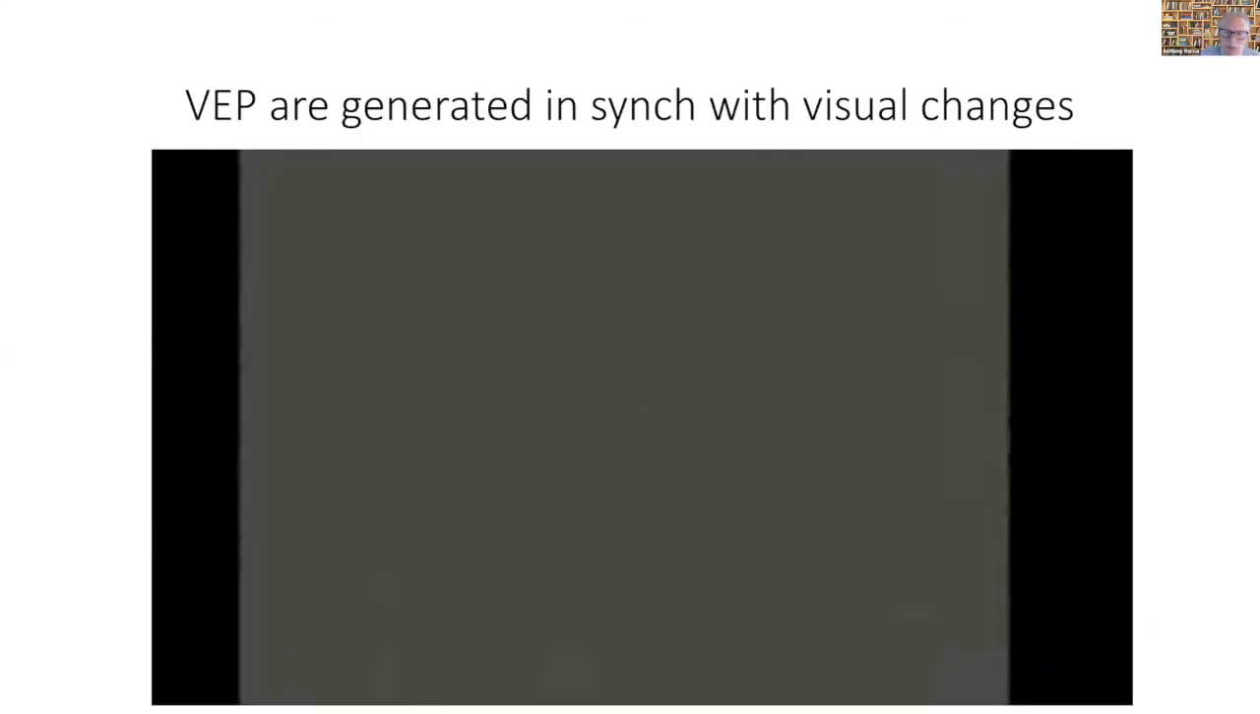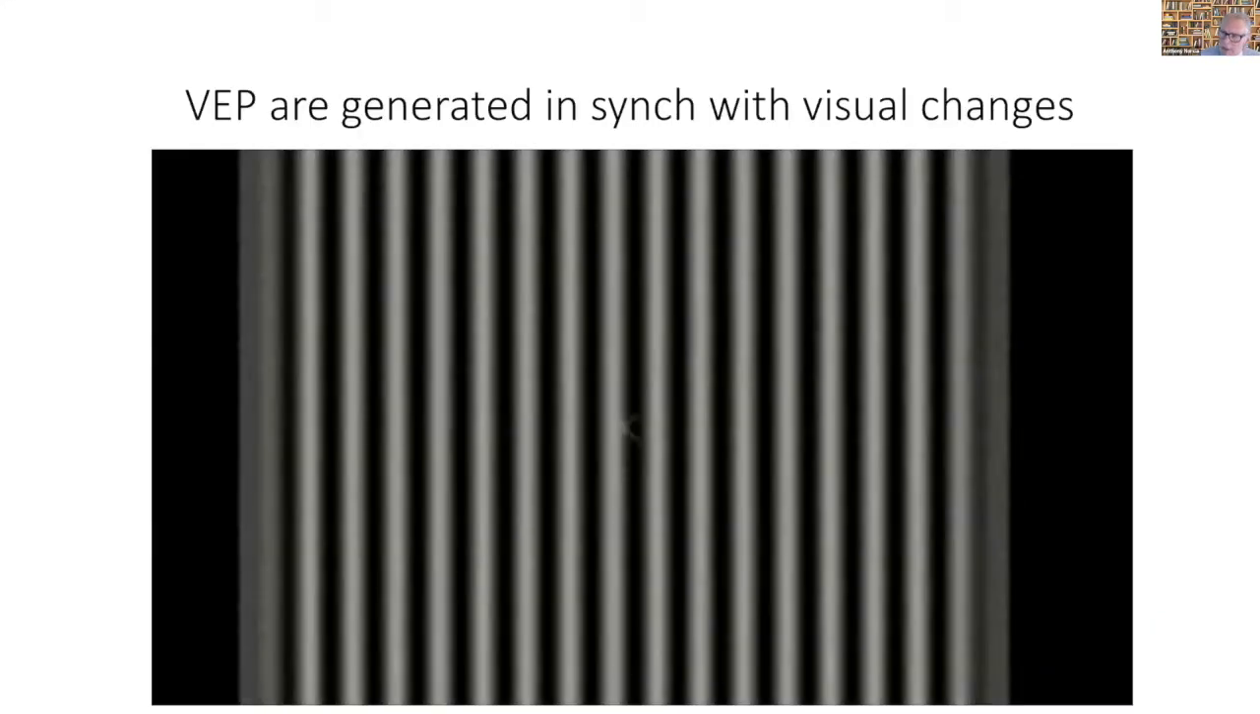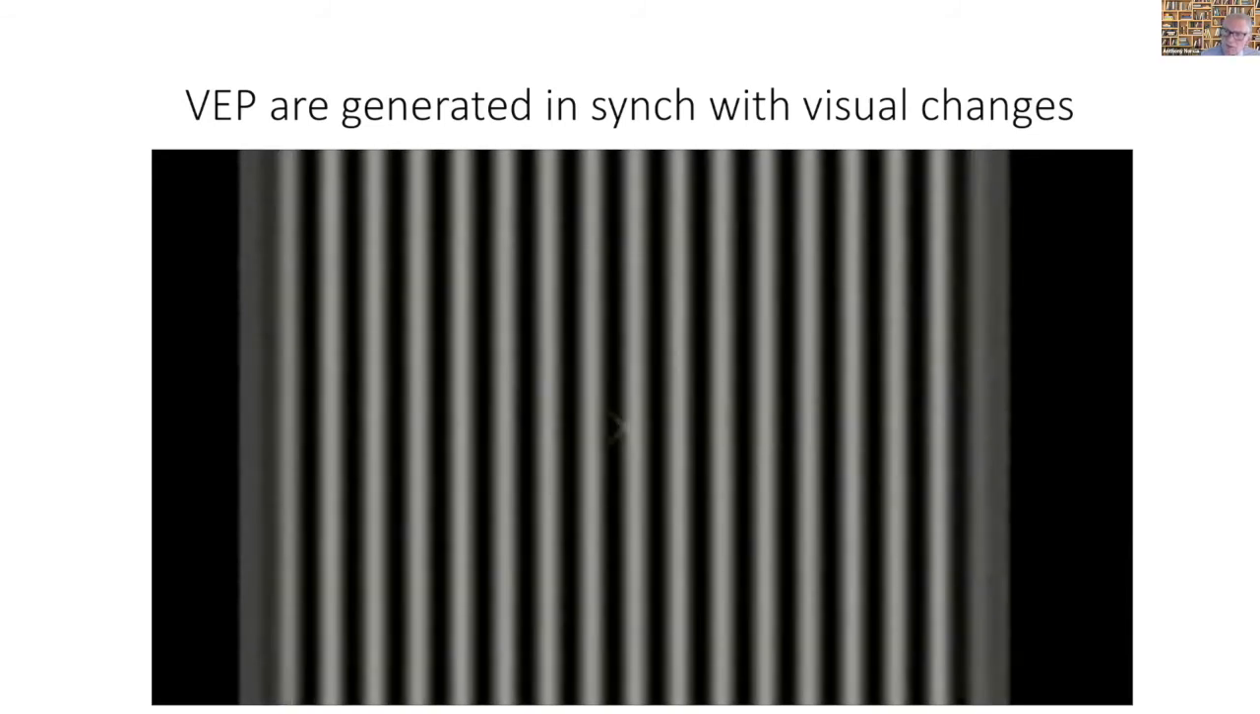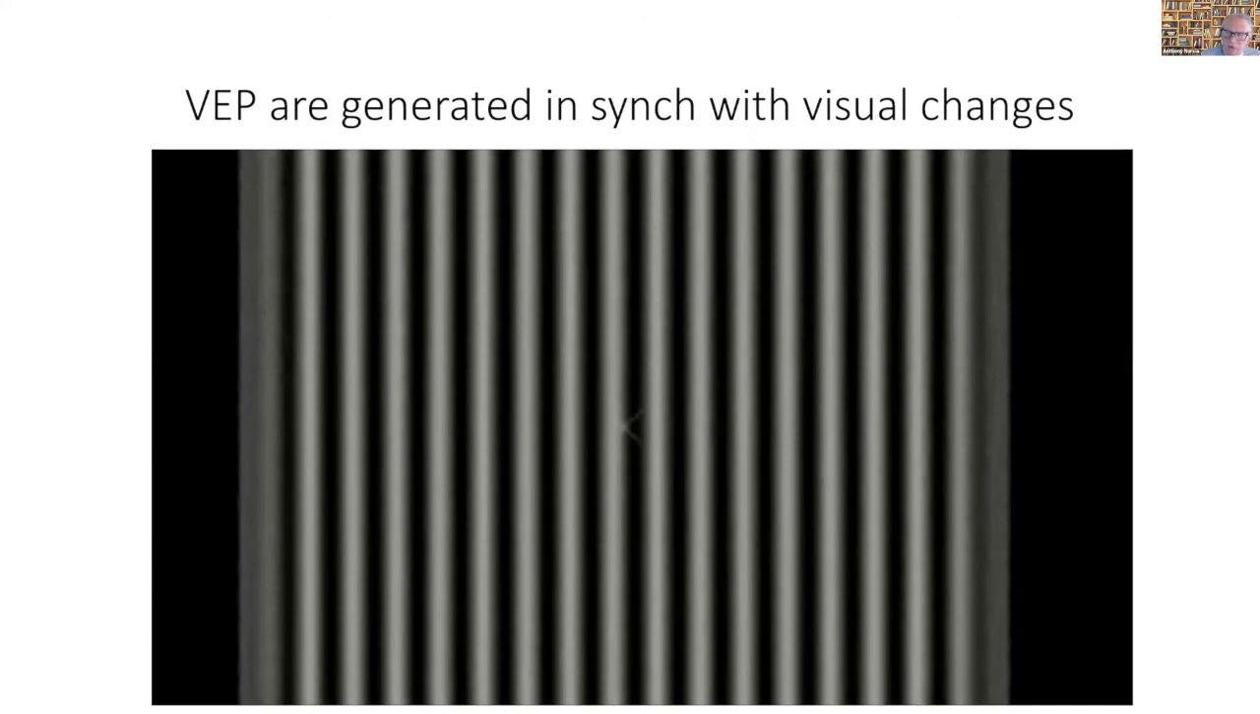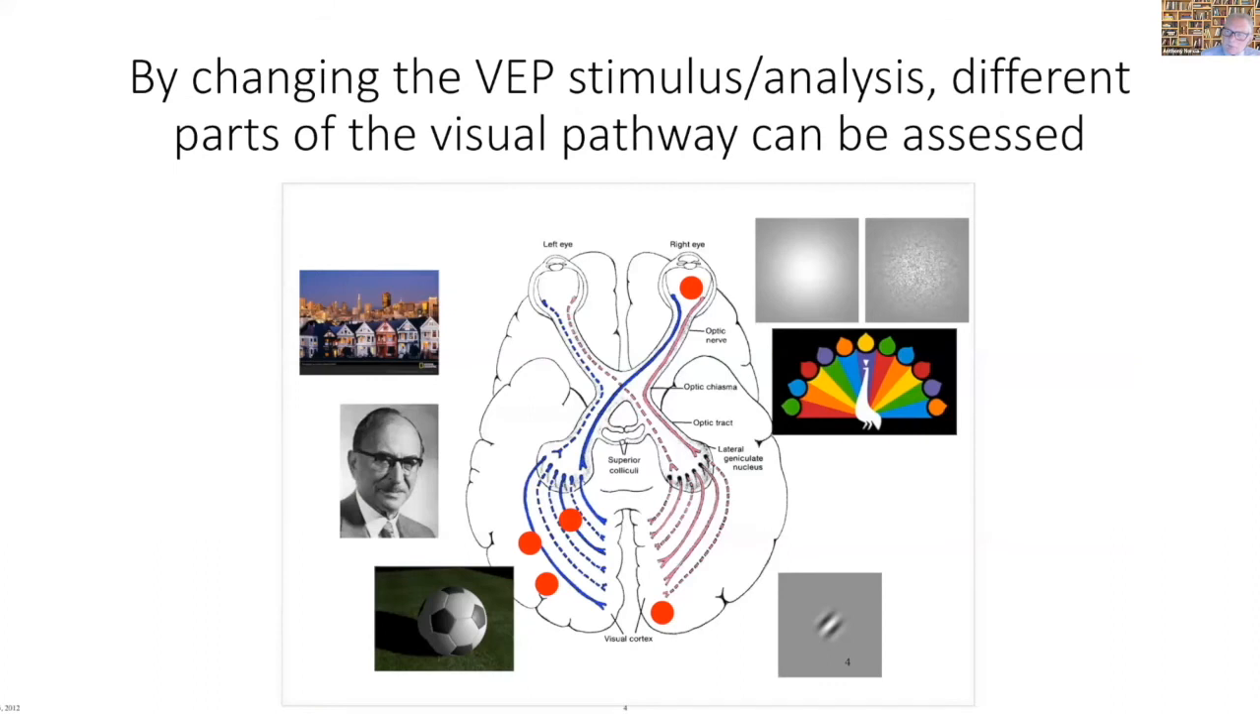So the VEP is based on the EEG. It's a specific response to sensory stimuli, visual stimuli in particular, and it's the activity that's generated in sync with changes of the visual stimulus. What's useful for present purposes is that the VEP stimulus and analysis can be changed and differentiated and used to study different parts of the visual pathway.